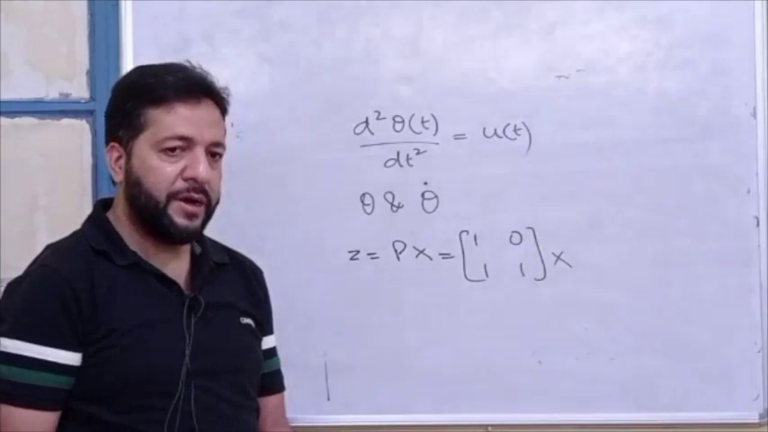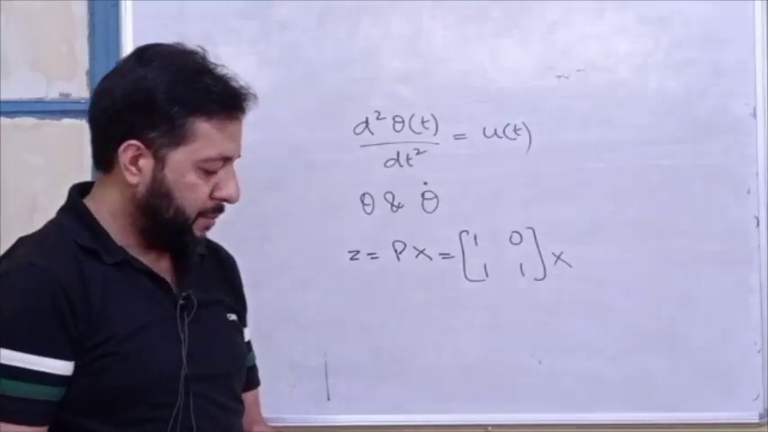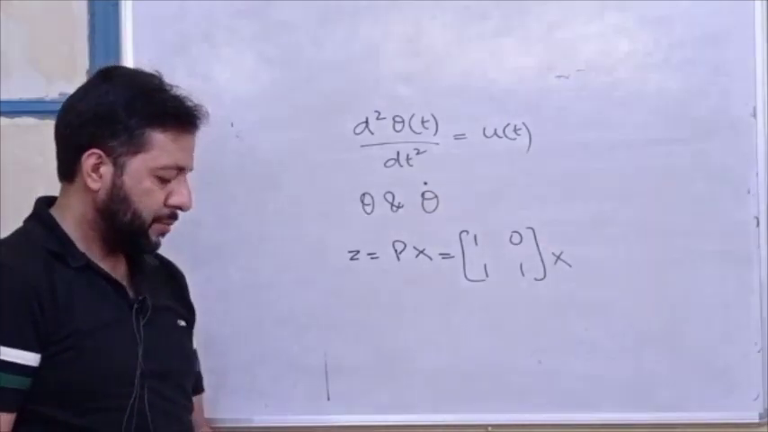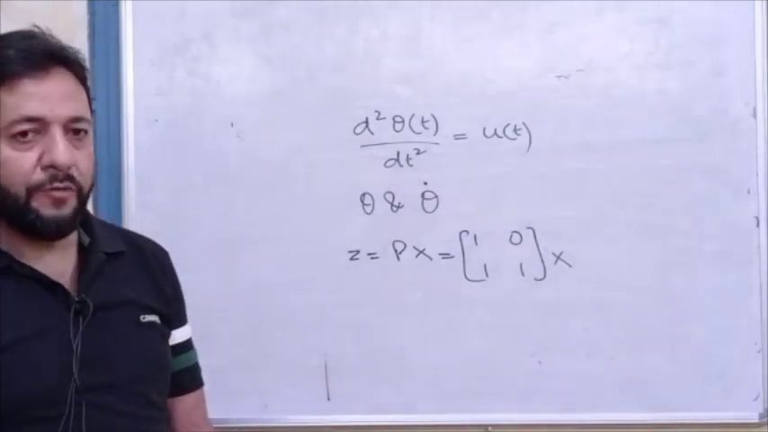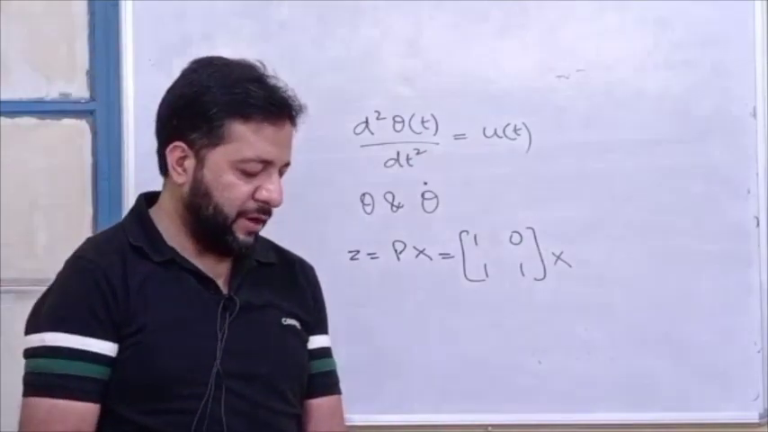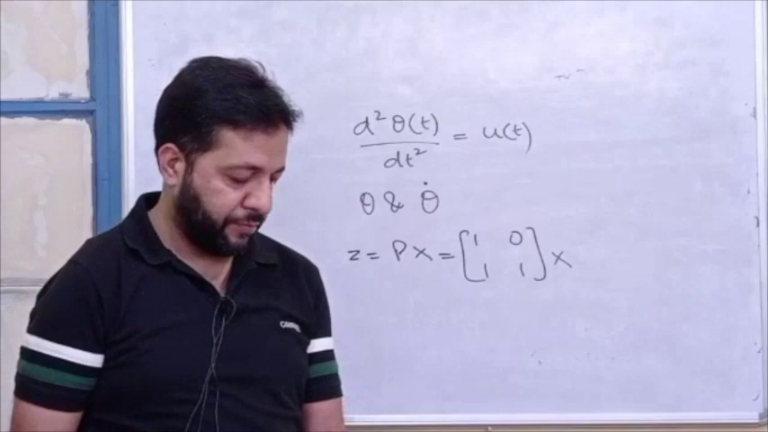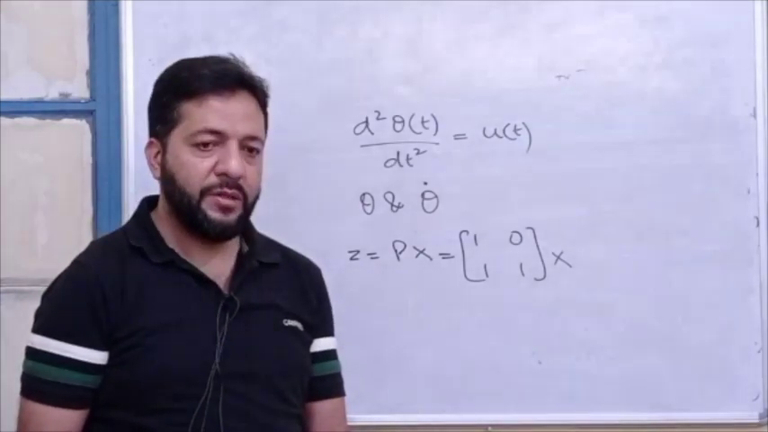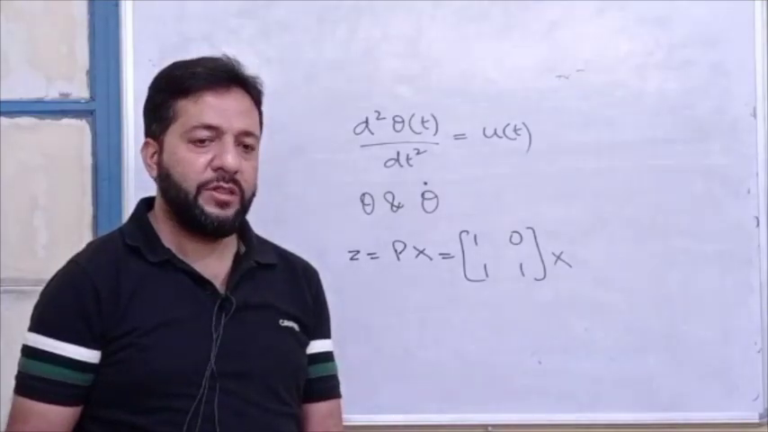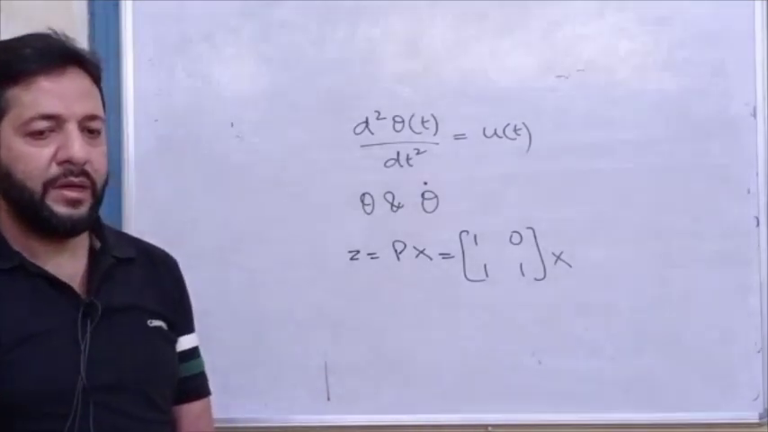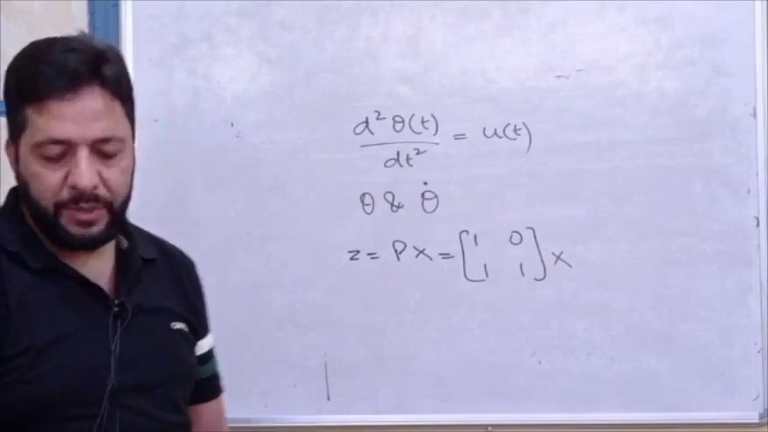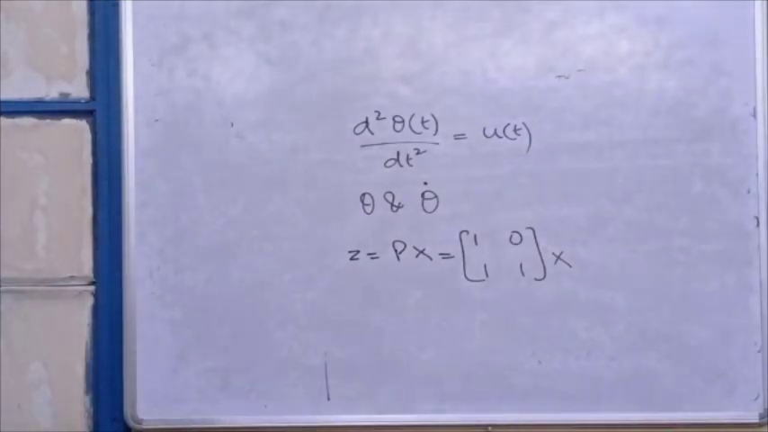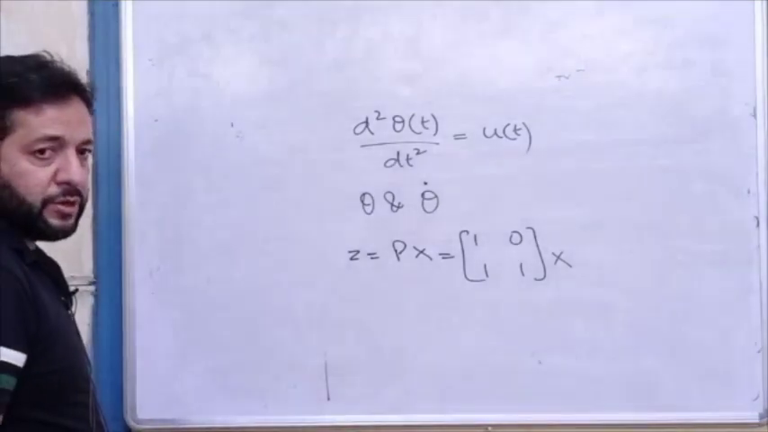Okay, then C part is: show that the eigenvalues of the system matrices of the two state equations in A and B are equal. Question samajh mein aa gaya? So we have there are three parts to this question.